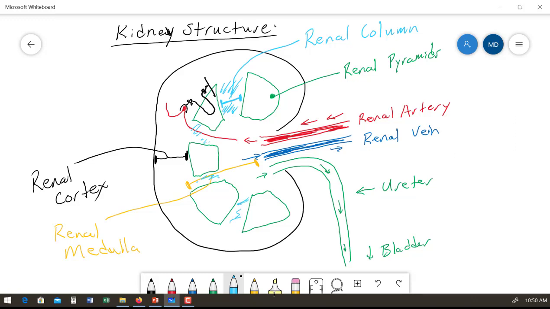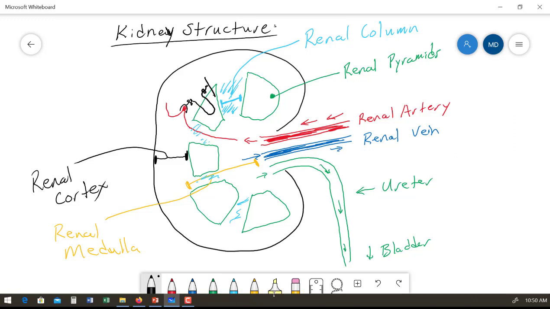But this is where the blood vessels actually pass between the renal pyramids, which is why I drew the blood vessel in here. Again, the renal artery brings in this blood. It goes through several different types of vessels, or different names of vessels, and then eventually the vessels wind up in here to be filtered through a nephron.